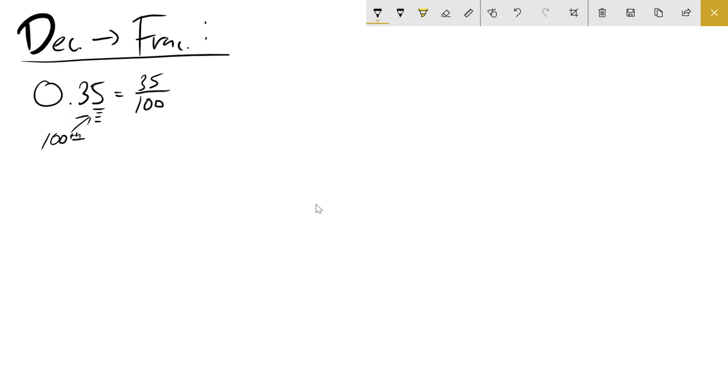But with fractions, we always want to reduce them. So we would reduce that one because these are both divisible by 5. And so we just go down. 35 divided by 5 is 7. 100 divided by 5 is 20. And so that would be your solution to the first one. You can always check it, right? You can take 7 divided by 20 and make sure that it comes back to 0.35, which it will. So you can always check them in your calculator.